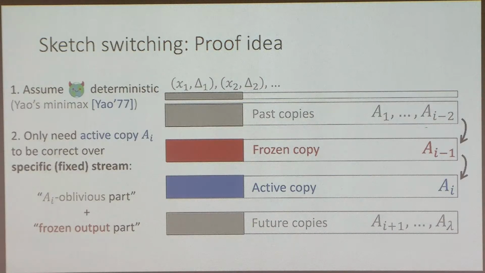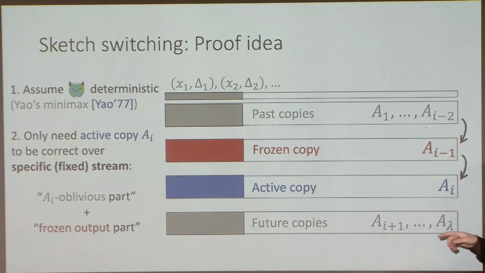Yeah. Maybe before we continue to other frameworks, I actually want to complete the proof. I didn't tell you about the proof, although we talked a lot about this framework. For the proof, I need to specify what stream each copy needs to be correct on. So for copy A_i, let's say that this copy is active at the current time. The stream is the stream that is generated by the interaction between all of the past copies, A_1 up to A_{i-2}, and the adversary, because at all of these times, this copy was just a future copy. It didn't participate in the interaction in any way, so the adversary knows nothing about this copy until A_{i-1} becomes the frozen copy.